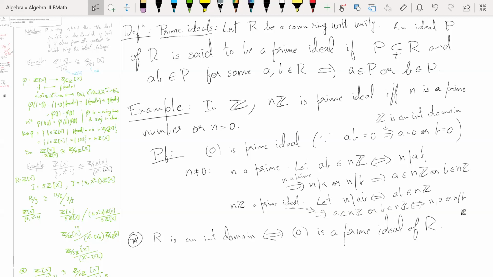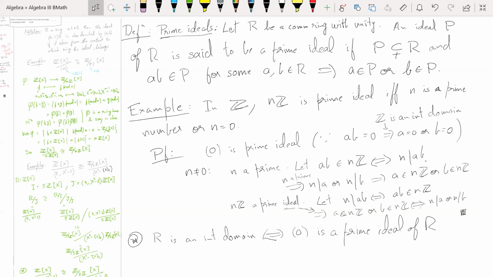Okay, so let's just check. So 0 is the prime ideal. Shouldn't n equal to 1 also work? If you take n equals 1, what do you get? Z, the whole of Z. But our definition of prime ideal says it has to be a proper ideal. So P is not allowed to be the whole of R. So we don't allow 1 to be a prime number. The whole ring is not allowed to be a prime ideal by definition. Any other questions? Okay, good.